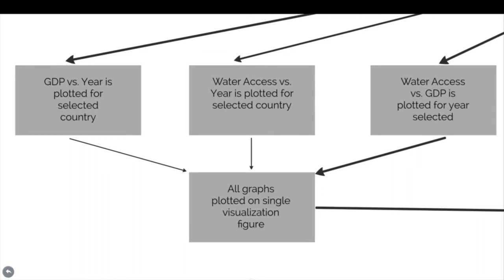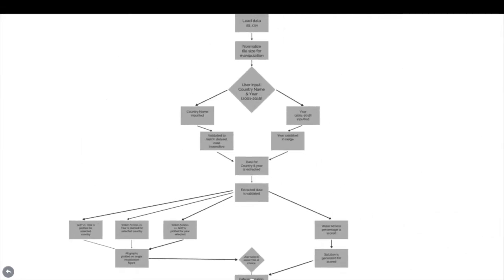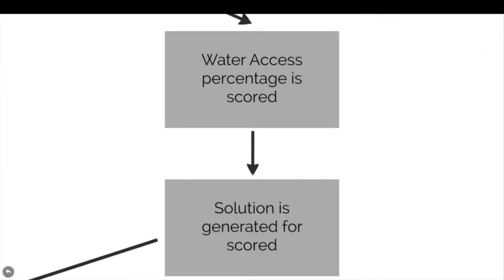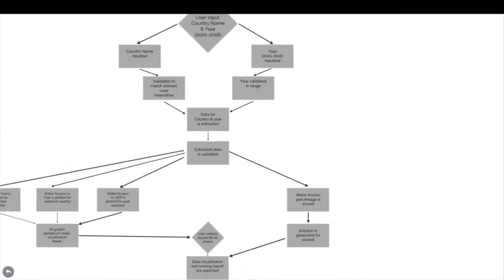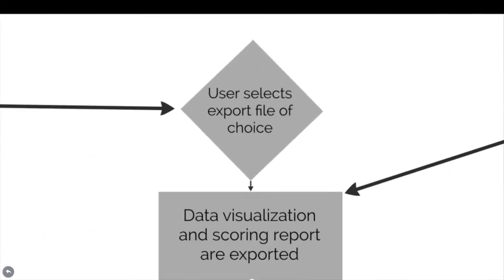Next, we plot GDP versus year, water access versus year, and water access versus GDP for the selected country. These three graphs are then all placed into one figure for the user to easily visualize everything. After that, the water access percentage is scored, and a custom-made solution is then exported based off of the score. Lastly, the user is given the choice to choose how they want to export the graph, either as a PDF, TIFF file, JPEG, or PNG. Once they select an option, the program is then completed.